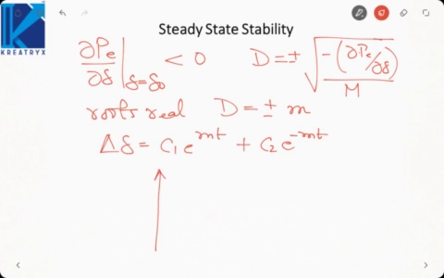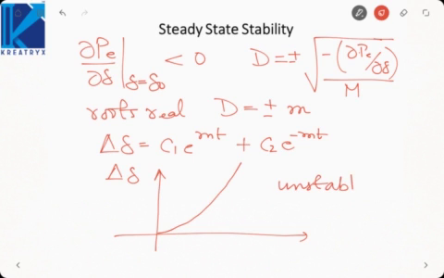So with respect to time, how will Δδ vary? It will vary like this. It will increase exponentially. So that is why this system will be unstable. Why? Because if we introduce a small disturbance, then the rotor angle will keep on increasing. There are no oscillations and there is no boundedness. It will continuously increase from a 0 value to a very high value. So this is the case of an unstable system. Let us take another case.